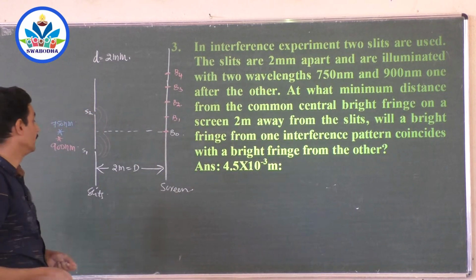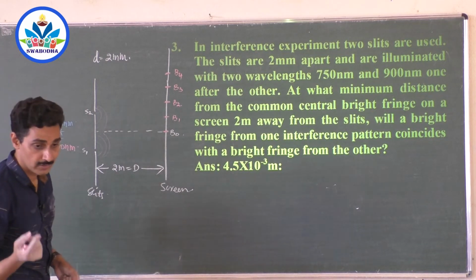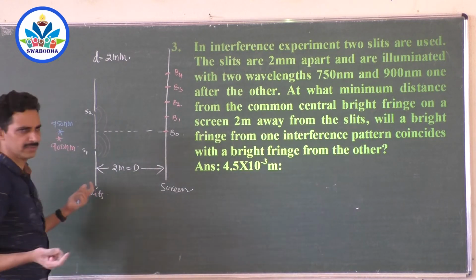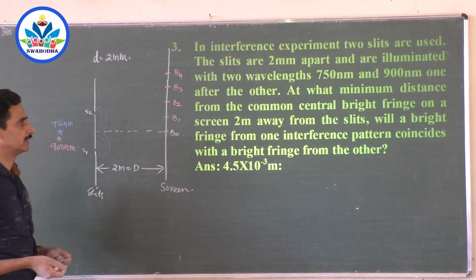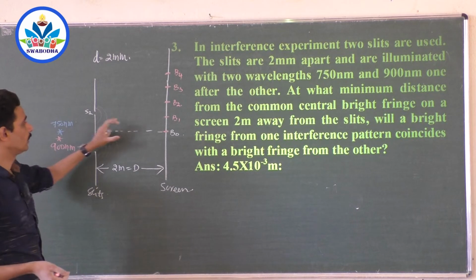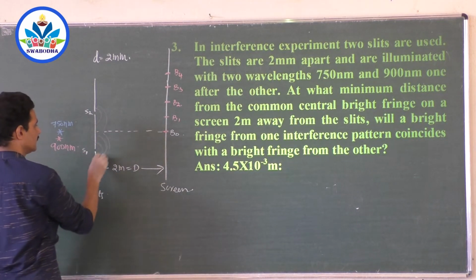They are produced. Switch it off. Switch off the red one. Switch on the blue one now. Or it is not blue, 750 nanometer is not blue. Switch on the 750 nanometer. What happens? It will form its own pattern. Blue colored light or some other colored light will start passing through this.